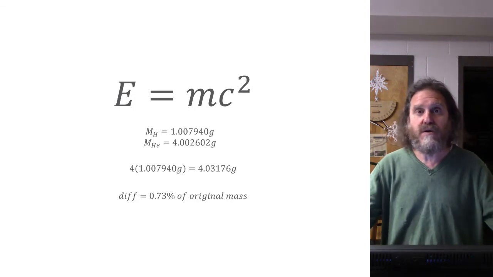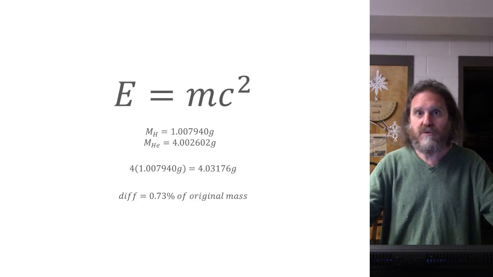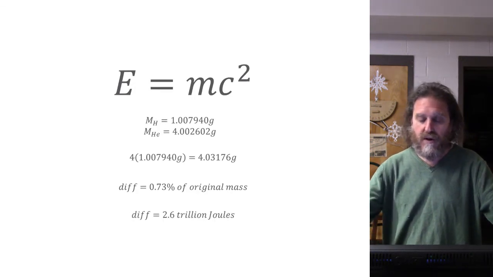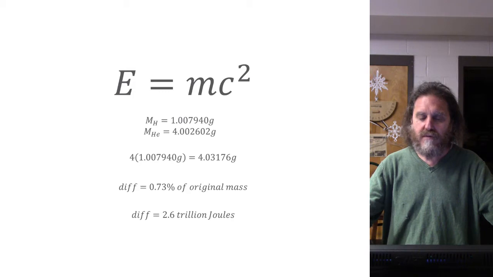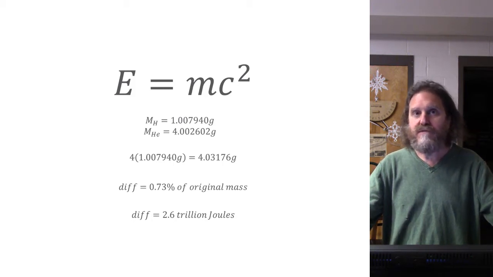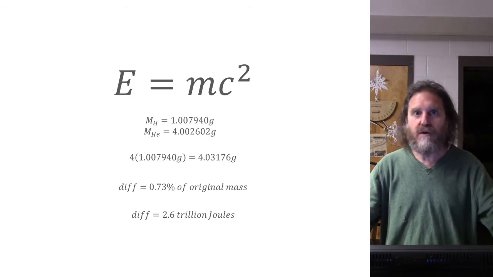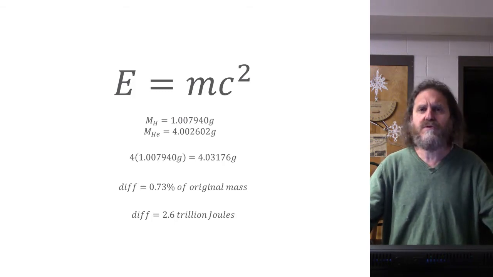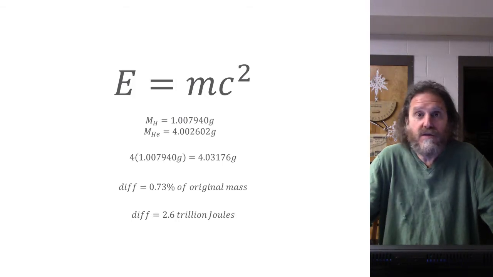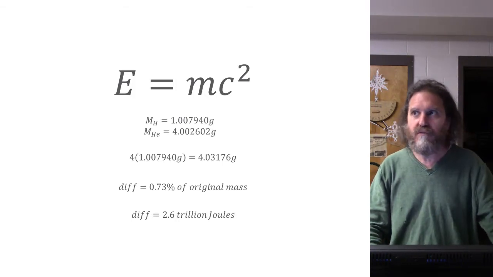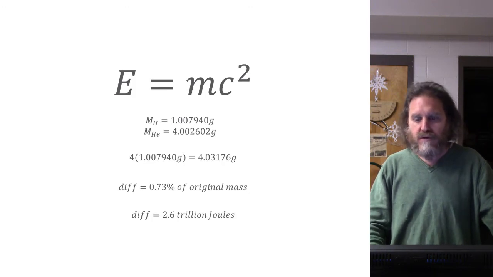Now that may not seem like much, but that's a whole lot of energy. When you multiply that amount of mass by the speed of light squared, you get 2.6 trillion joules. So 4 grams of hydrogen forming 4 grams of helium releases 2.6 trillion joules of energy. That's a very, very large amount of energy. That's way, way more than the energy that's released when 4 grams of gasoline burns in the engine of your car. In fact, it's about 45 million times more. So this is a very, very exothermic process.